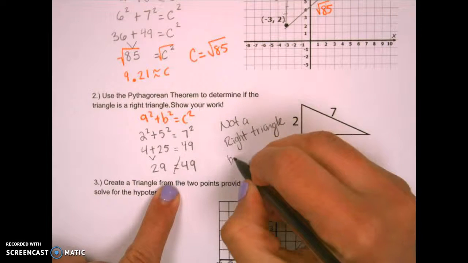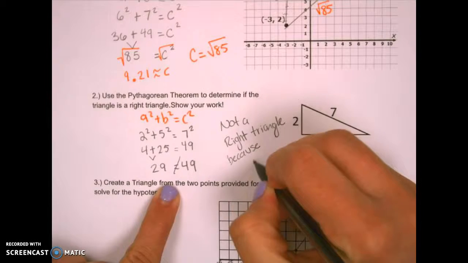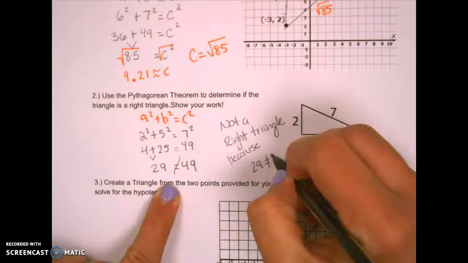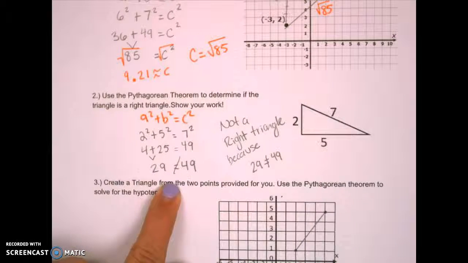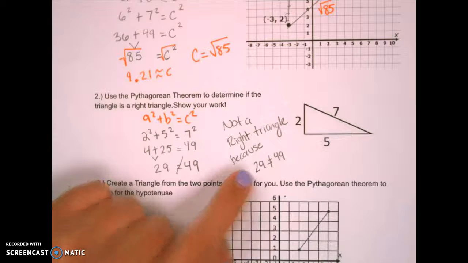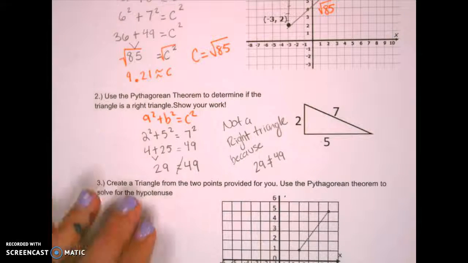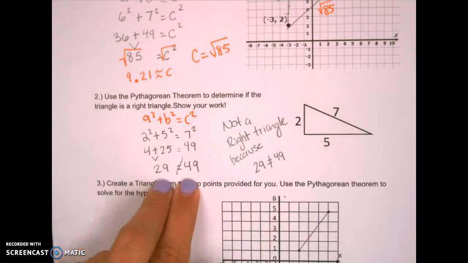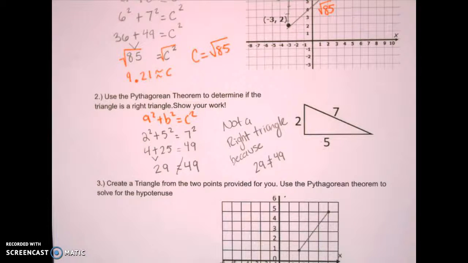Because 29 does not equal 49. On the test, I want to see all of this work and that it is or is not a right triangle. If it is, then it would just be 29 equals 29, or 49 equals 49.